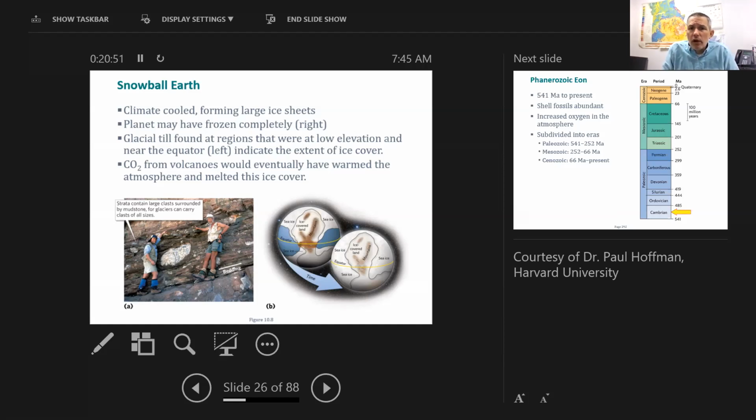And so then how can we ever get out of a snowball Earth? Well, it's going to take an influx of CO2. Fortunately, volcanoes give us a lot of CO2. And so putting out the CO2 did in fact cause the Earth to warm back up.